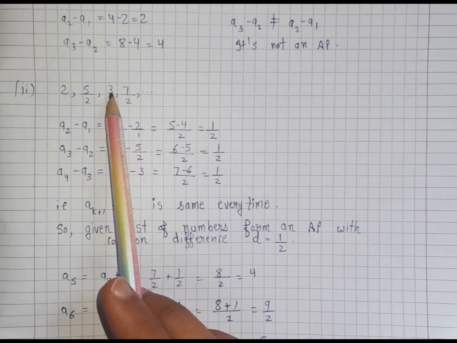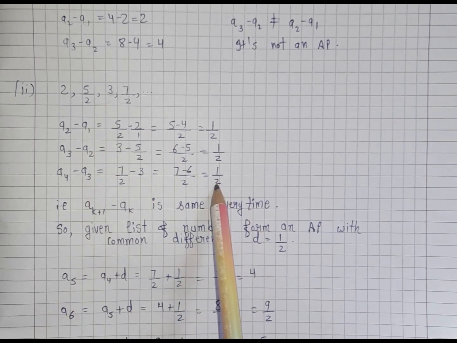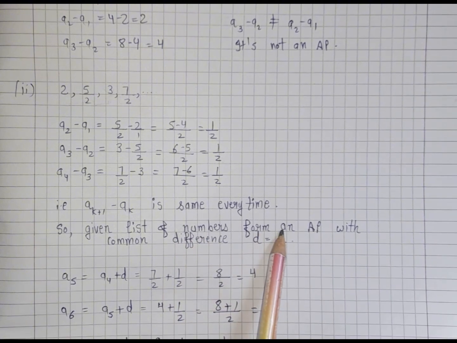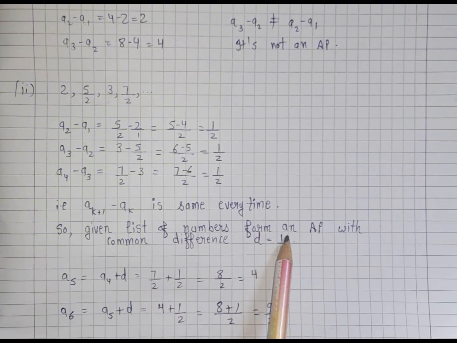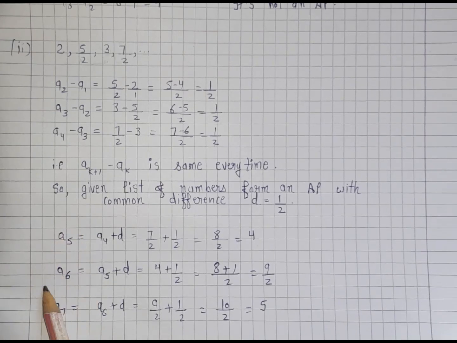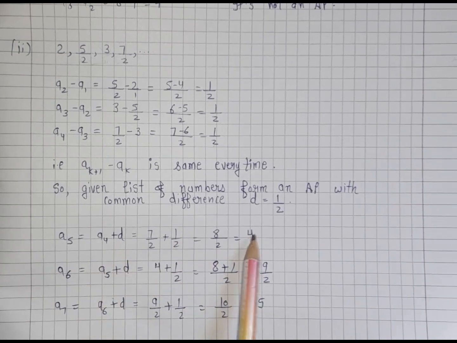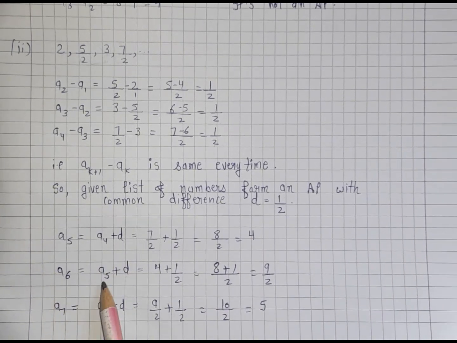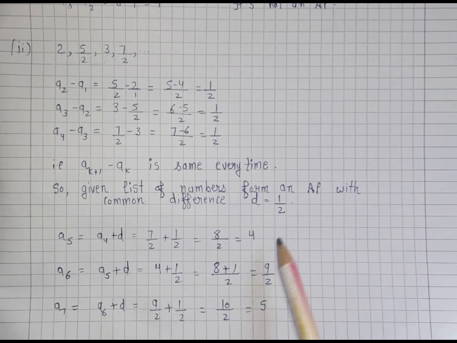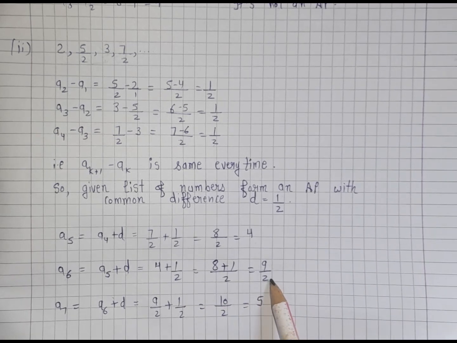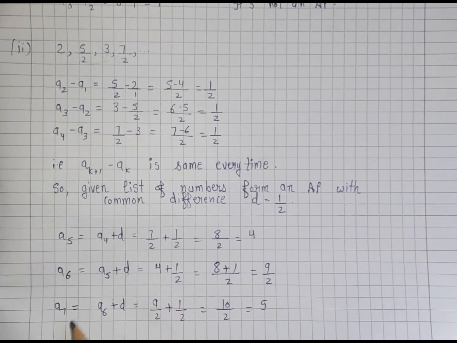and A4 minus A3 equals 1.2. So the given list of numbers forms an AP with the common difference d equals 1.2. Now the next three terms are given here. Fifth term equals fourth term plus d, that is 4. Sixth term equals fifth term plus d. Fifth term is 4. 4 plus 1.2 equals 9 upon 2 after taking LCM.